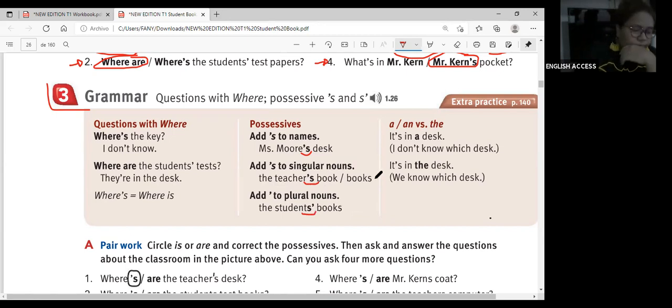A, an versus the. It's in a desk. I don't know which desk. It's in the desk. We know which desk.